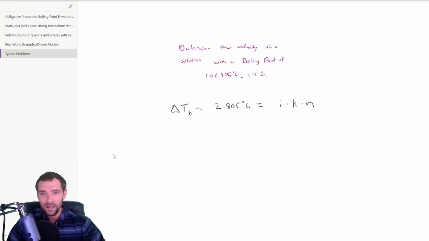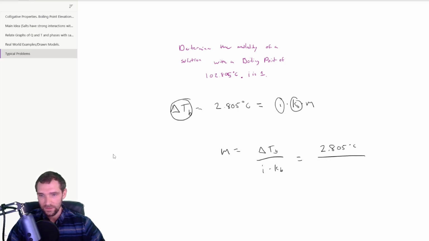So we have i, we have this change in temperature, and we have the Kb of water. So we should be able to find molality. We can rearrange for this, so we can say little m is equal to change in Tb all over i times Kb. If you divide both sides by i times Kb, that should be what you get. And we have all of that information. So we should be able to just plug and play with this.